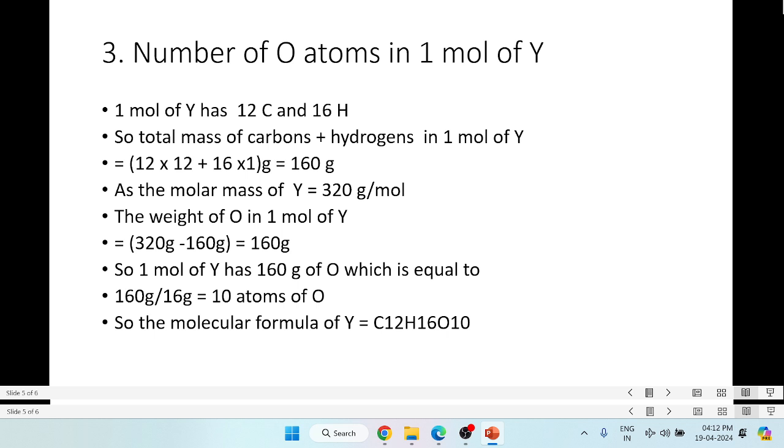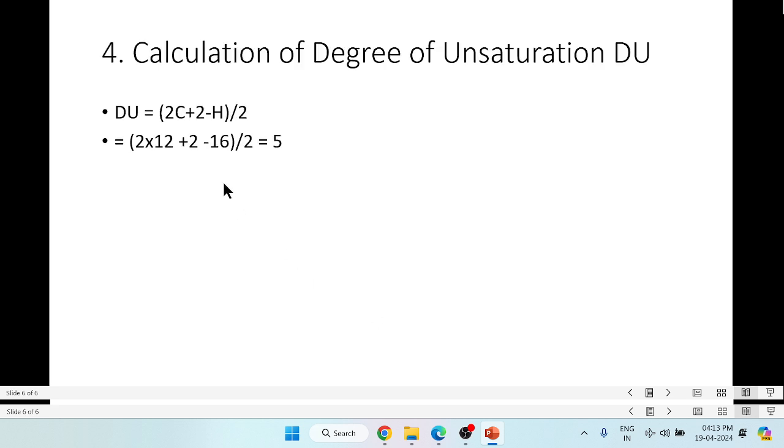So putting it all together, 1 mole of Y contains 12 atoms of carbon, 16 atoms of hydrogen and 10 atoms of oxygen. So the molecular formula of Y will be C12H16O10. With this we can calculate the degree of unsaturation, which is (2C plus 2 minus H) divided by 2, where C is the number of carbon atoms and H is the number of hydrogen atoms. We plug in the values, and we get the degree of unsaturation equal to 5.